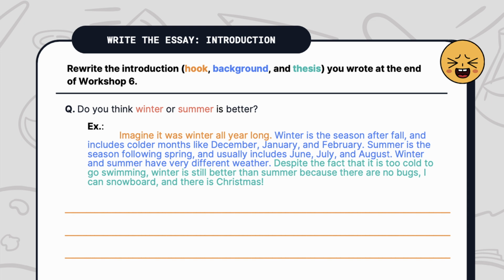Winter and summer have very different weather. Despite the fact that it's too cold to go swimming, winter is still better than summer because there are no bugs, I can snowboard, and there is Christmas. Now it's your turn. Write your hook, background, and thesis from workshop 6.